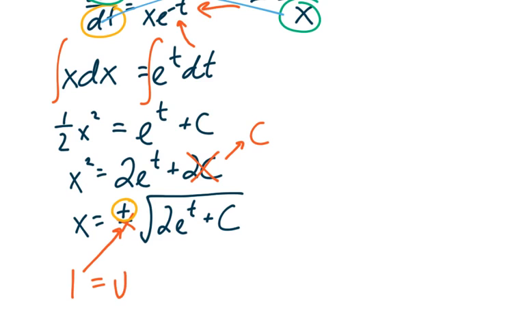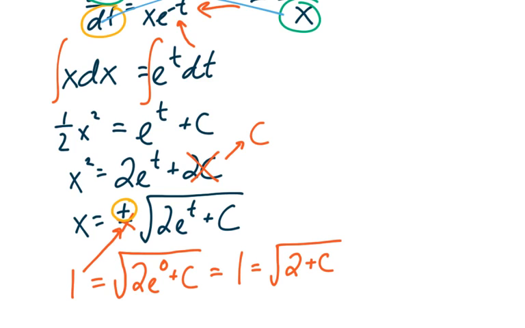So x is 1 when t is 0. And our job is to solve for c. Let's keep going. 1 equals the square root of, e to the 0 is just 1 times 2. And we can square both sides and do all that algebra magic. I'll tell you right now that c is equal to -1. Good. Ready? Final answer. What is the solution to this differential equation with c in place?